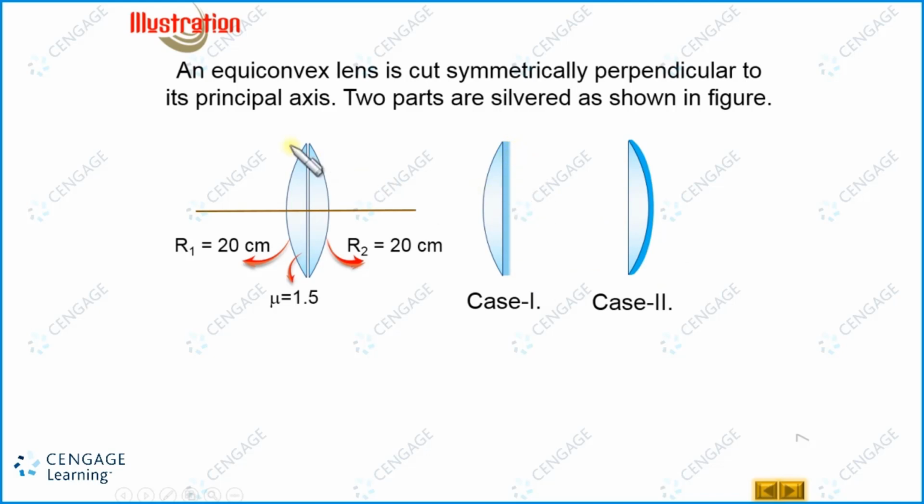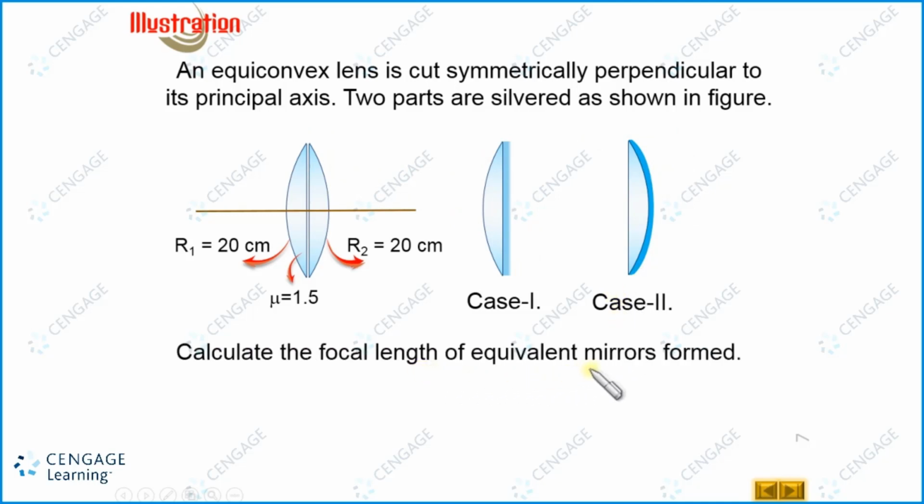In the first case, this flat surface is polished. In the second case, the curved surface is polished. We need to find the focal length of the equivalent mirror formed. We need to calculate the focal length in case 1 and case 2, right? Let us first consider case 1. This is case 1.